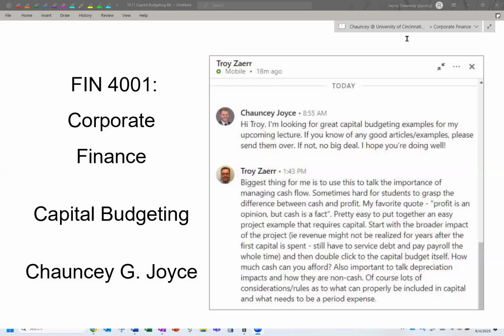So interesting things there. We're going to cover that a lot. But yeah, don't forget, profit is an opinion, cash is a fact. Profit is a number that is an accounting figure. Cash flow is much more important for us in finance. We're trying to maximize shareholder value. Cash is king. Cash rules everything around me. We're focused on that more so than profit.